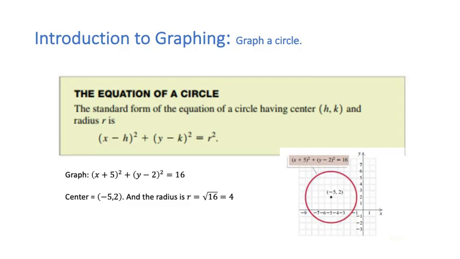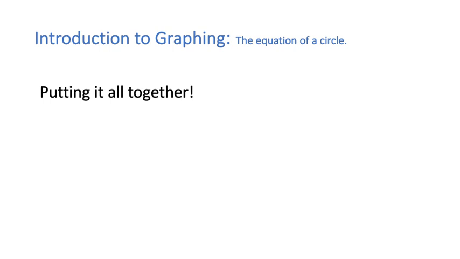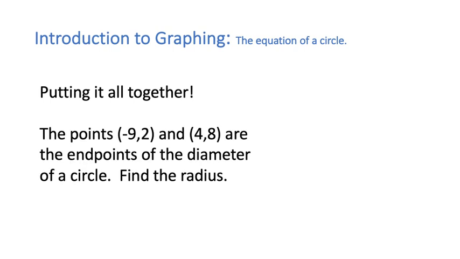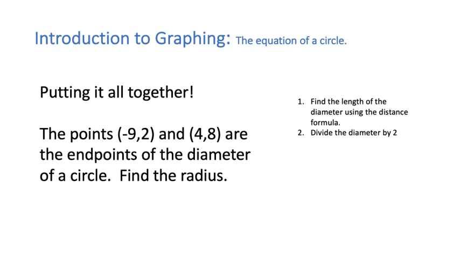All right, the next thing we want to do is put all of this information together. So here's the type of question you might see in your homework. The points negative 9, 2 and 4, 8 are the endpoints of the diameter of a circle. Find the radius. Now remember, the diameter is the length across the circle going through the center. So the radius is going to be half that long. To find the radius of the circle, we're first going to find the length of the diameter using the distance formula, and then we're going to divide that diameter by 2.